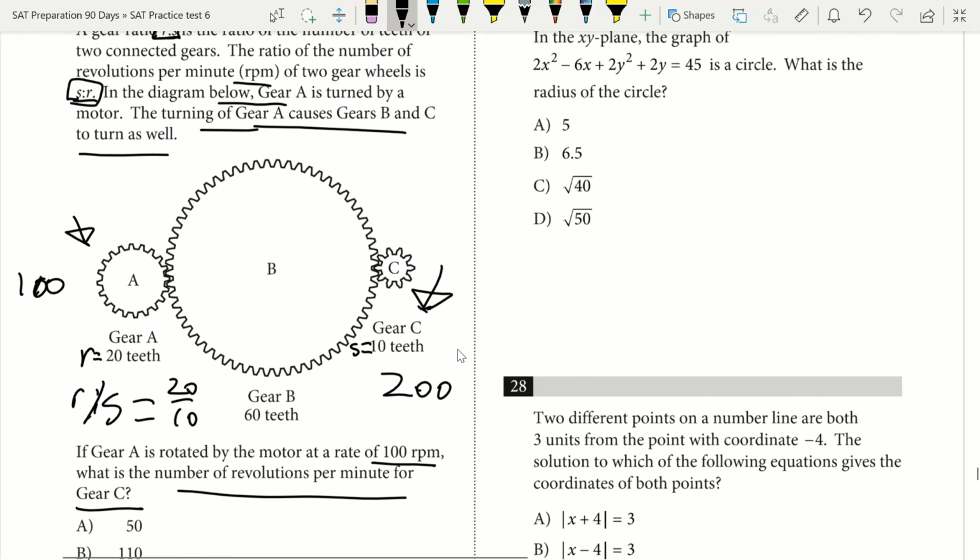Okay, that's because it has half the amount of teeth. We see that it flips that ratio, which means it's going to have double the RPMs. Since it's got half the amount of teeth, it's going to have double the RPMs.